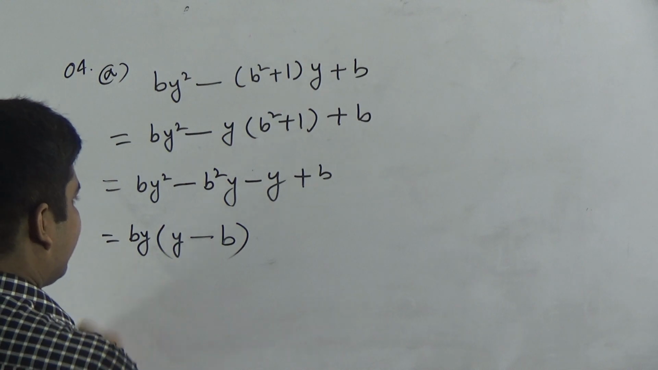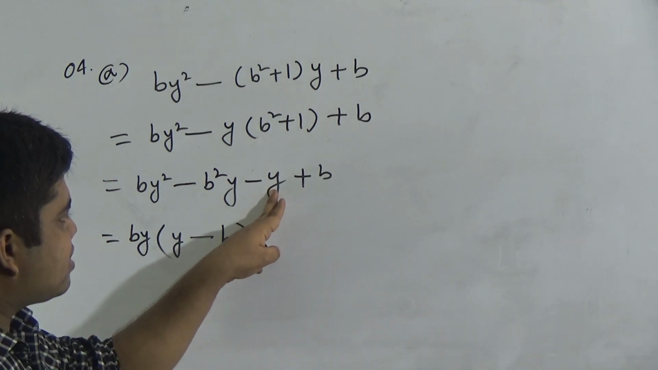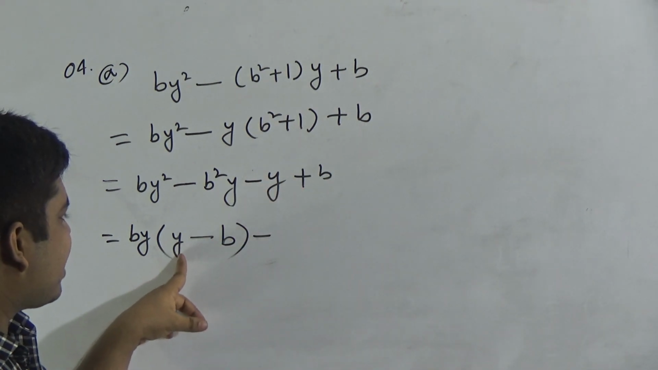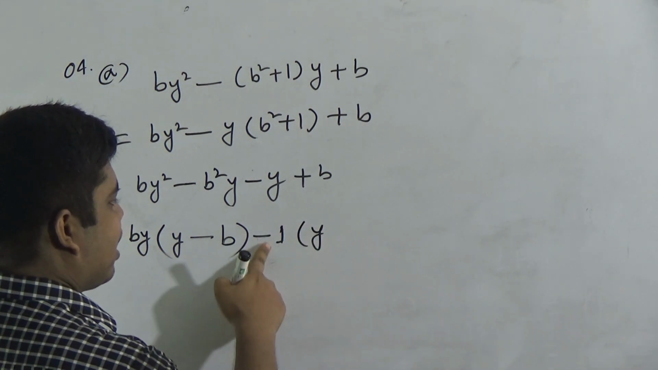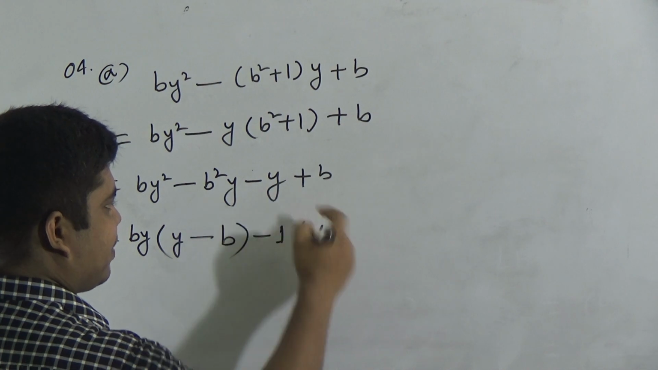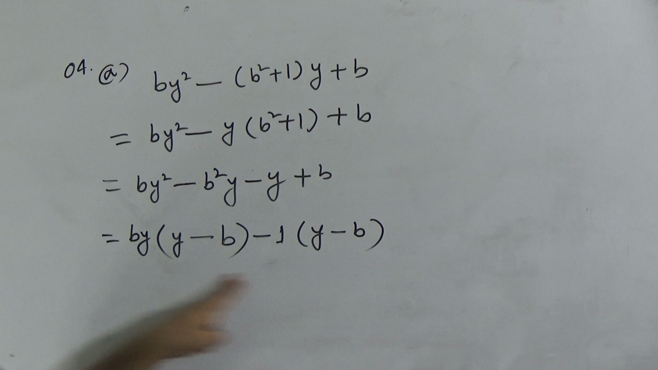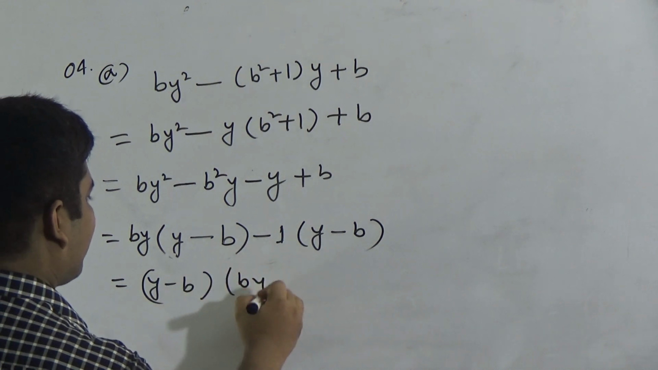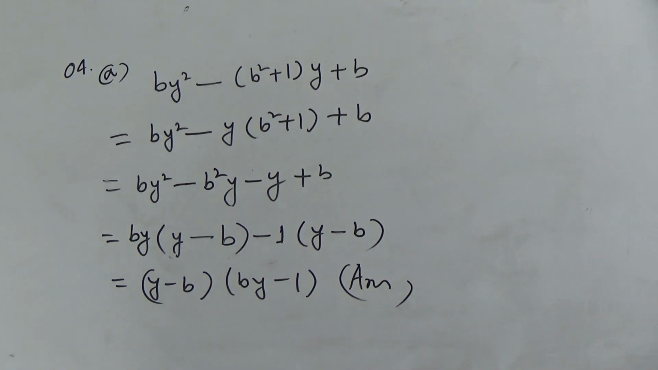Next from this expression we notice minus y plus b, and we want to make y minus b, so minus 1 is common and left y, and if minus came common, then this plus will be minus b. So from this whole expression y minus b is common, and left by minus 1, and this is the answer of question number A. I hope you have understood.